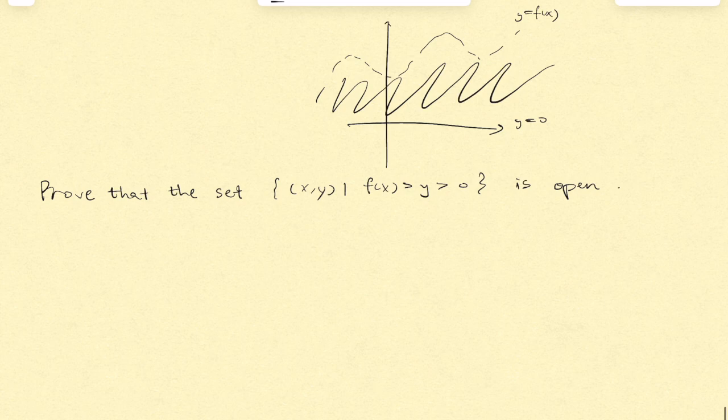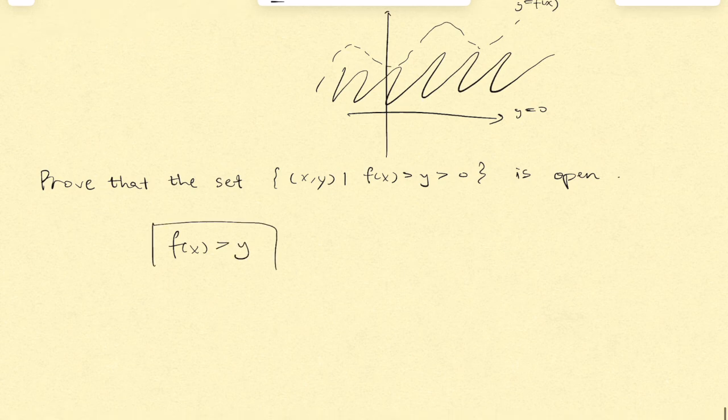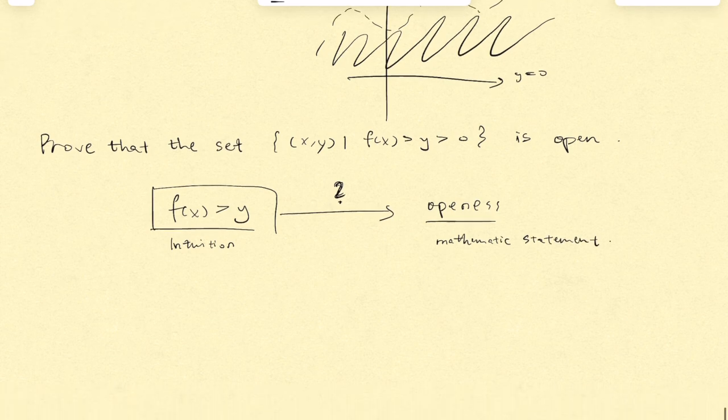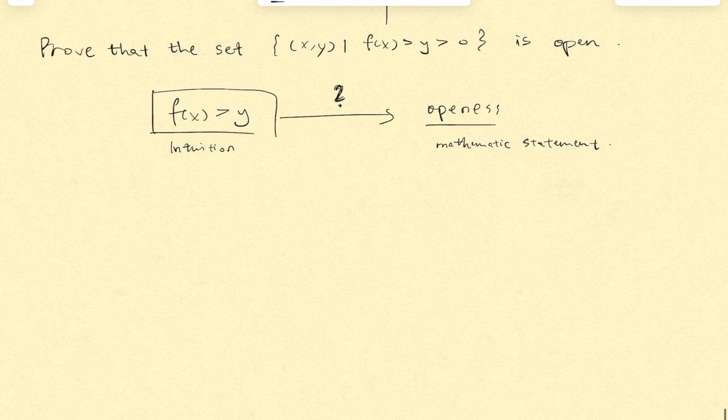The idea here is that, intuitively, the inequality f(x) larger than y should somehow lead directly to openness. But what exactly should we do to fill in the gap between our intuition and a mathematical statement? The idea is to think about how we would prove any region is open in general.